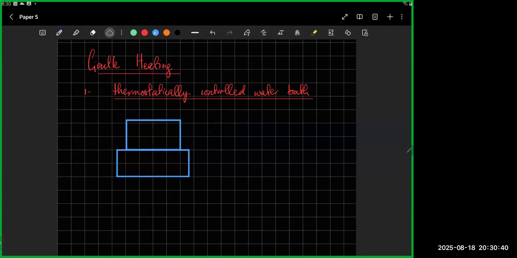And there's going to be a panel on top of it with controls, and you can set up whatever temperature you want to set. Okay, that's one. And what you can do is you can dip your solution or substance that you're trying to heat. तो वो इसके अंदर आप ऐड कर दो। ये क्या हुआ है?